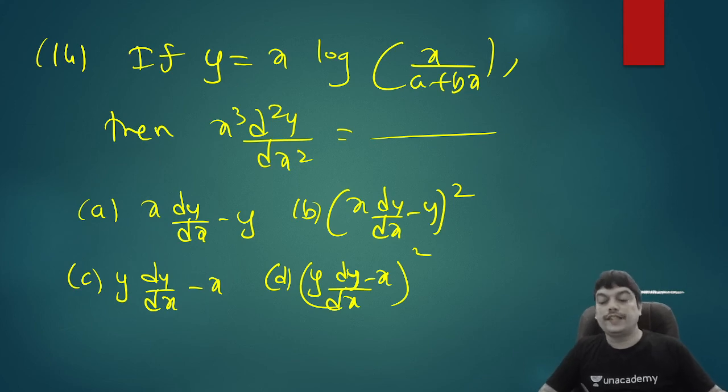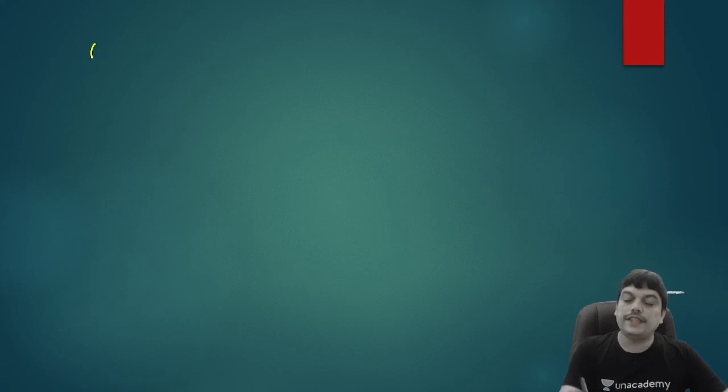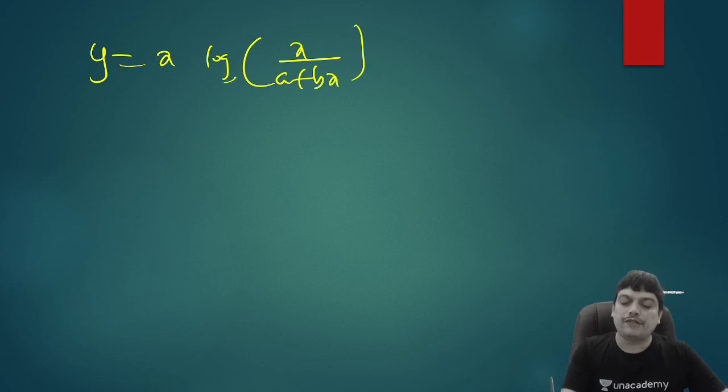So let's see how we can solve this problem. You want the second derivative, and the answer should be written in terms of the first derivative. So y is equal to x into log of x by a plus bx. Either we can convert it in power of e or we can do it directly also. But when you do it directly, we can just open this log, because log of m by n is log m minus log n.